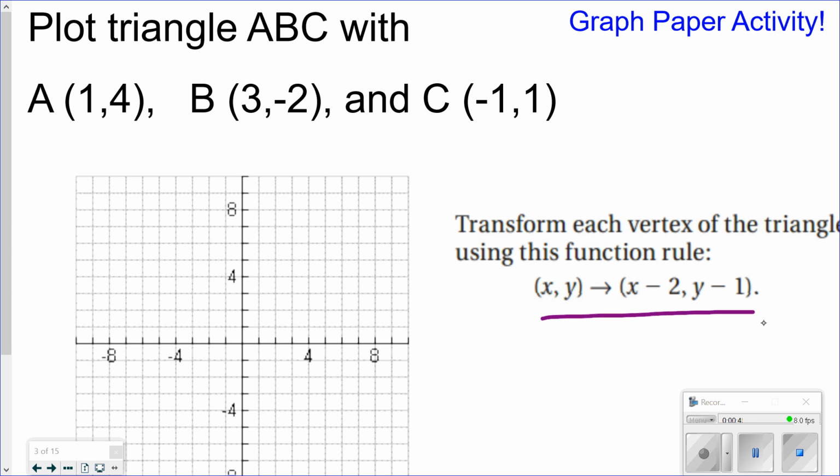So A is (1, 4), so I'm going to start at (0, 0), go to the right 1, up 4: 1, 2, 3, 4, and I'm going to label this A. B is (3, -2), so I'm going to go to the right 3, 1, 2, 3, down 2, 1, 2. This is B. And then C is going from (0, 0) to the left 1 and up 1. So this is C, so I'm going to connect these dots. And there's my beautiful triangle.